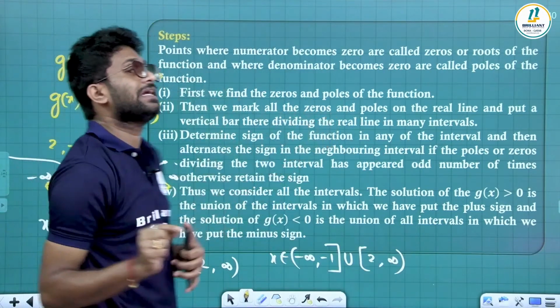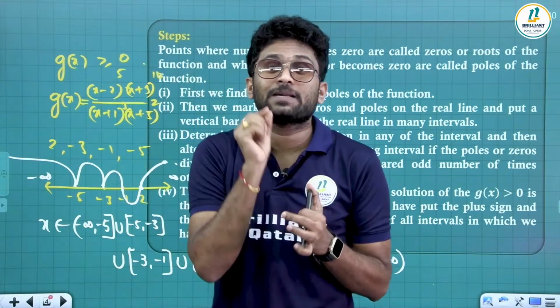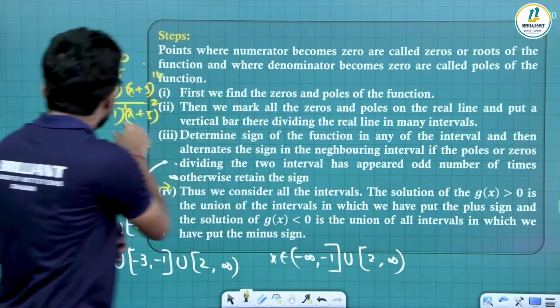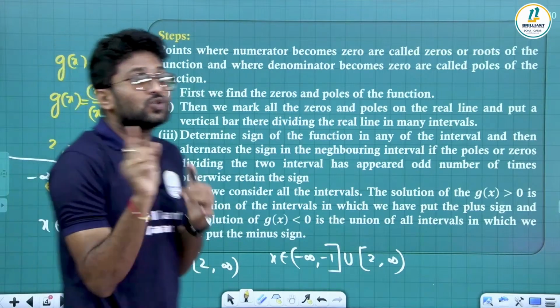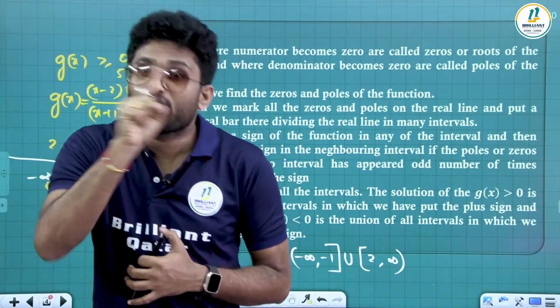Denominator poles shouldn't be included. That means these -1 and -5 of the denominator should never be included in the solution.